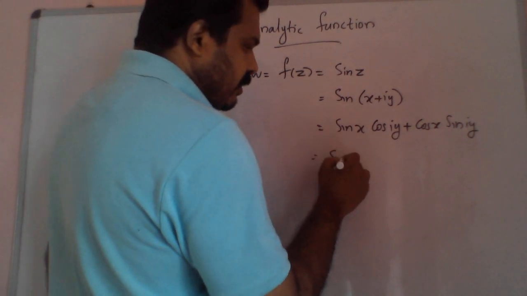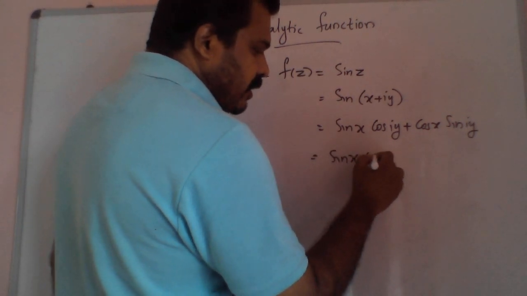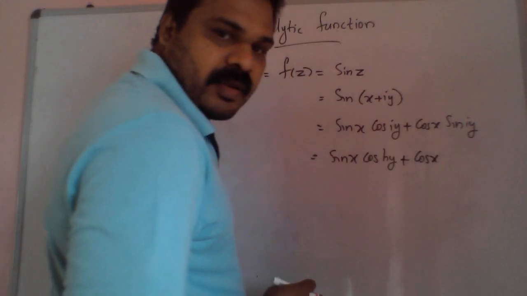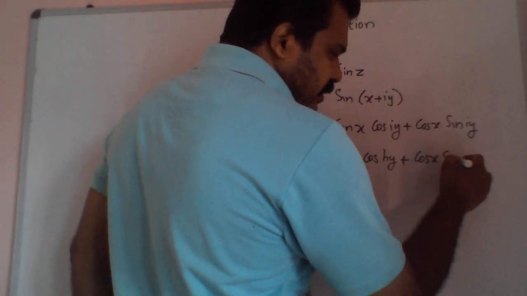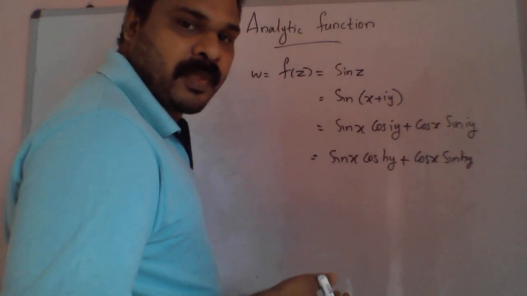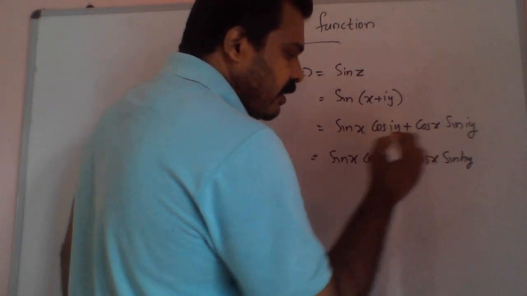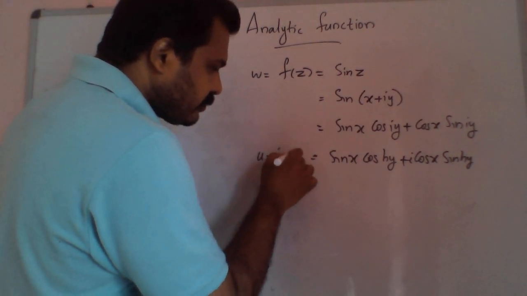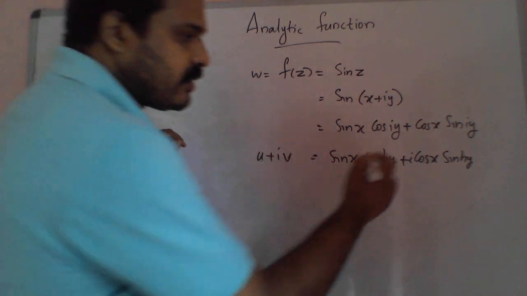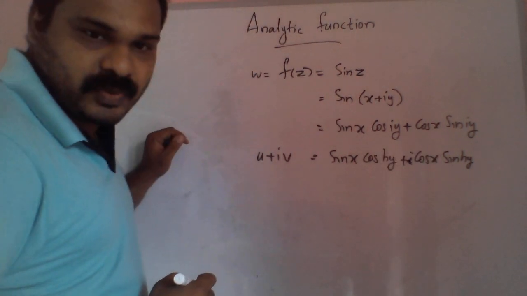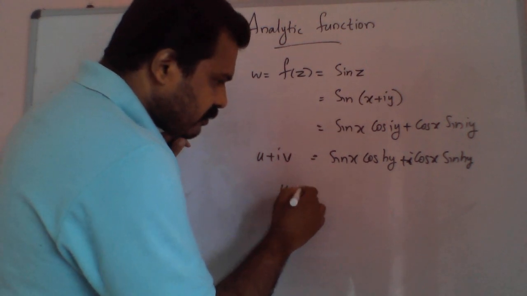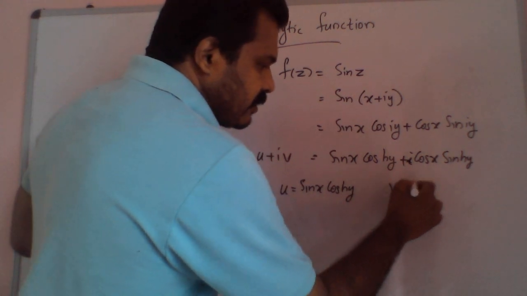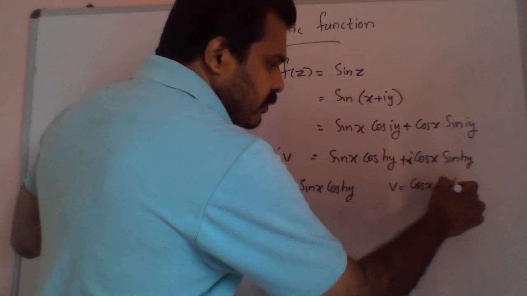And cos iy is the hyperbolic function cosh y, and sin iy is i sinh y. We put i here, so this is i cos x sinh y. So u plus iv is sin x cosh y plus i cos x sinh y. So u is sin x cosh y and v is cos x sinh y.